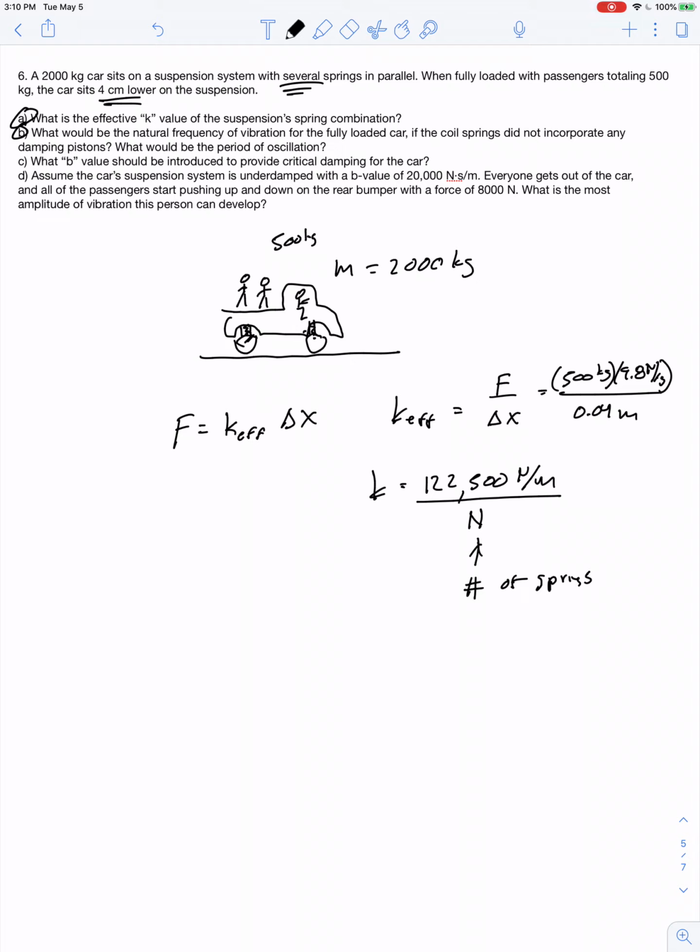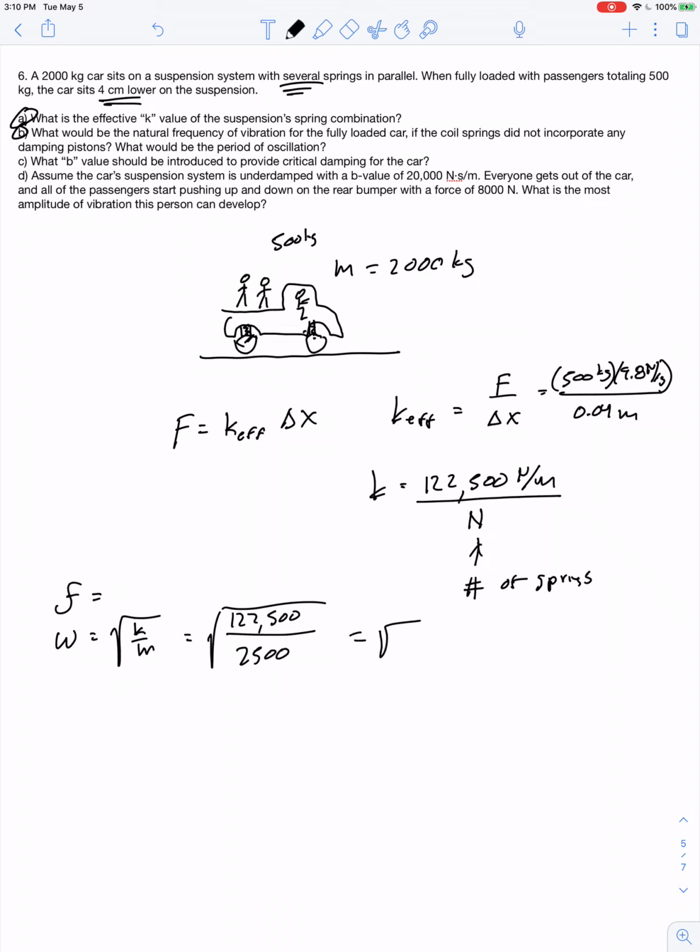So frequency is equal to, I'm not sure if this question is asking for the frequency in radians per second or the frequency in hertz, so let's find both. So frequency in radians per second is equal to the square root of k over m. So in this case, it's the square root of 122,500. Now what's the mass? It's not just the passengers and not just the car, it's all of it. So this would be 2,500.